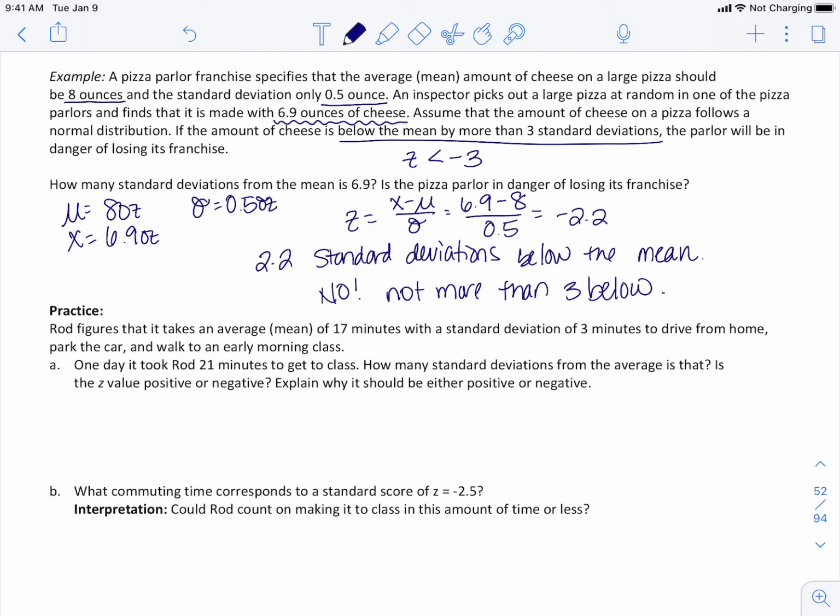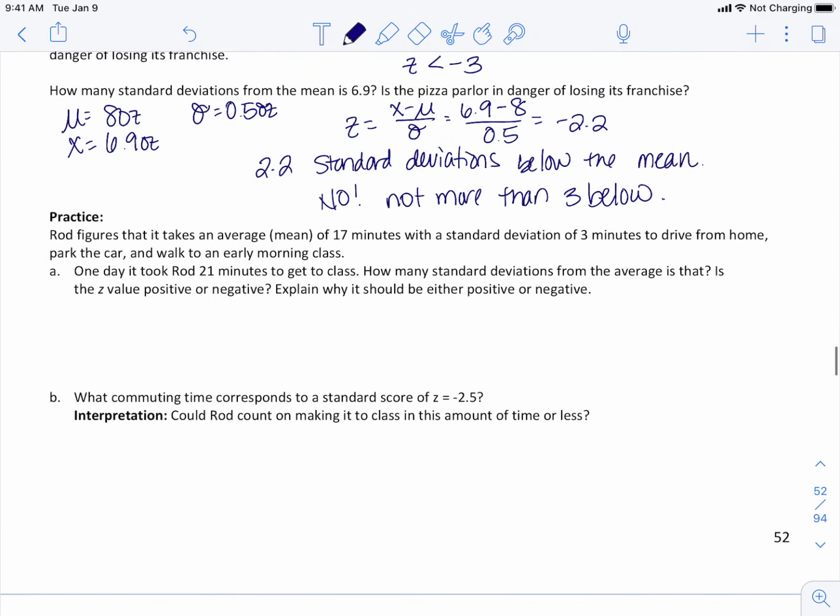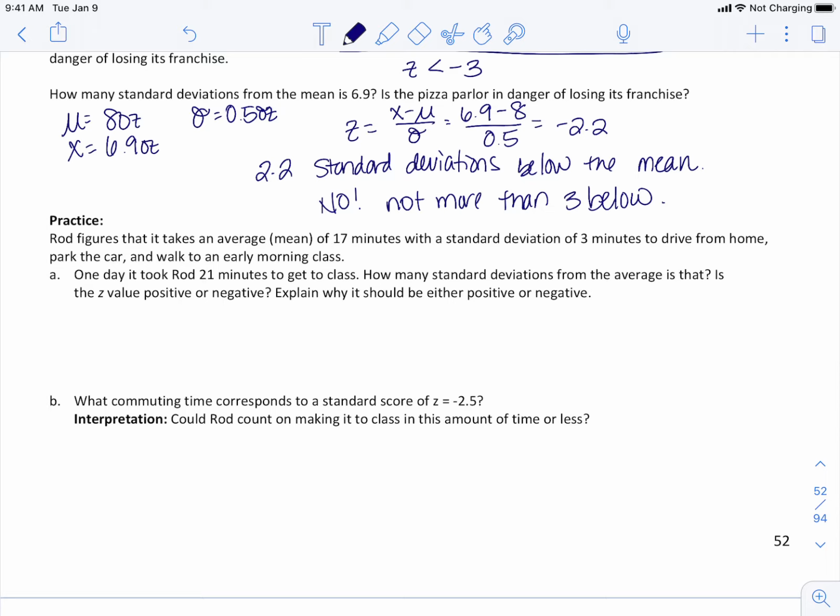Okay. Rod figures that it can take an average or mean of 17 minutes with a standard deviation of 3 minutes to drive from home, park the car, and walk to an early morning class. One day, it took Rod 21 minutes to get to class. How many standard deviations from the average is that? Is the z value positive or negative, and explain why it should be positive or negative. Please do this one.